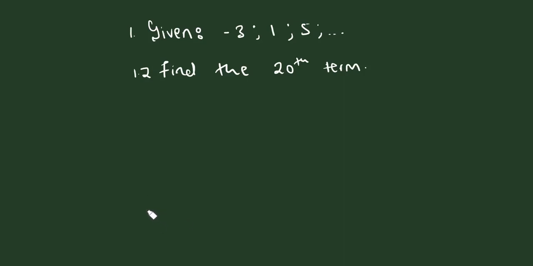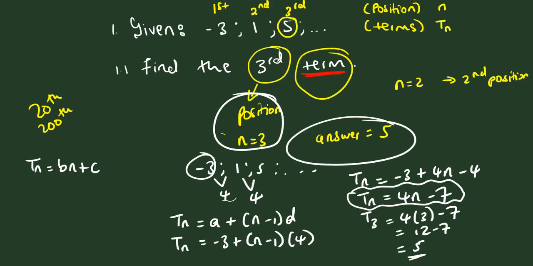Alright, so in the previous video we found a way to find any term that we want. We said we just have to find the position and then it will enable us to find the term in there. Now you have to see what they want. They want the position or they want the term. Here they gave you the position, they wanted the term.